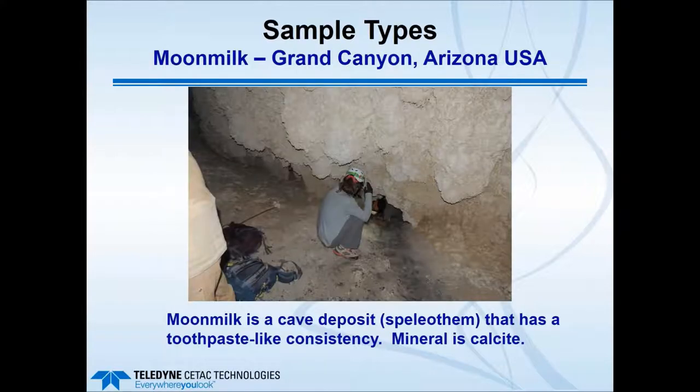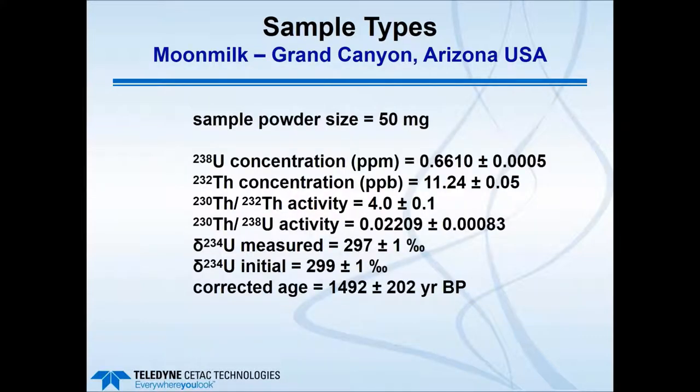Another example of a calcite type is moon milk. This was also from the southwestern U.S. in the Grand Canyon in Arizona. It's a cave-like deposit, again, a speleothem. It has sort of a toothpaste-like consistency that coats the wall of a cave, so a little bit different than a stalagmite. The same type of procedure was applied to this type of sample, 50 milligrams, and the corrected age, again, about 1,500 years. So on the scale, typically a relatively young sample type.